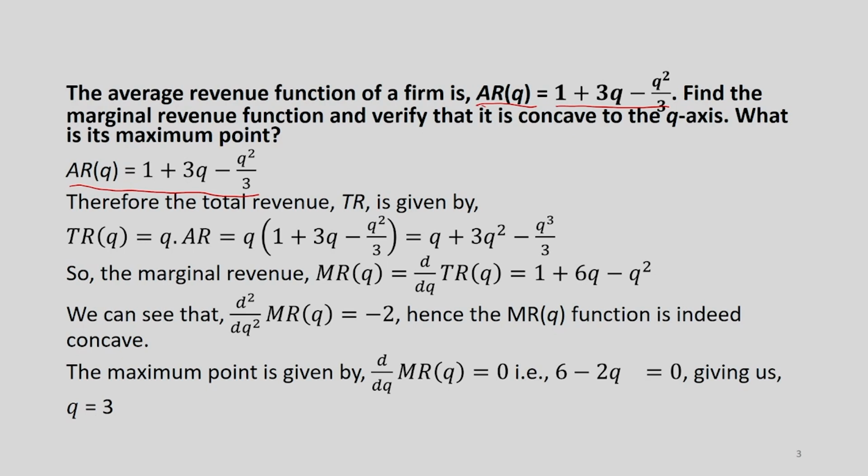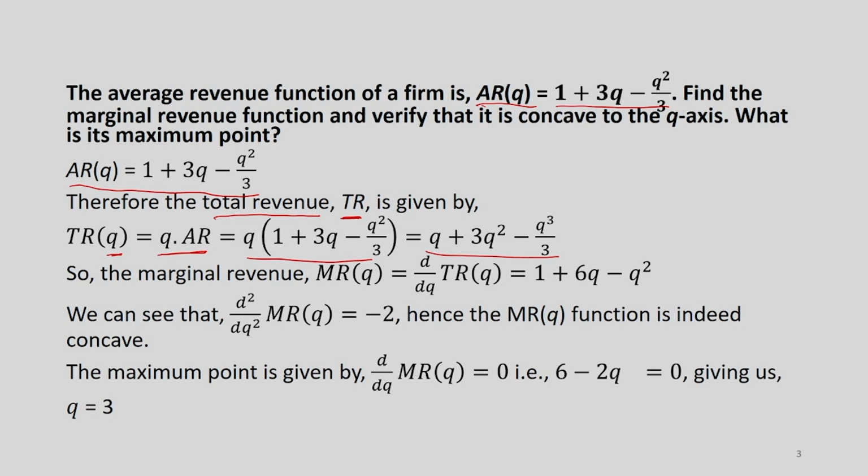From average revenue, you can go to total revenue. Let us call that TR. Like average revenue, total revenue will also be a function of quantity Q, and that is found out by multiplying the average revenue with quantity Q, and it turns out to be Q plus 3Q square minus Q cube divided by 3. So, this is the total revenue function, and it is a function of quantity.